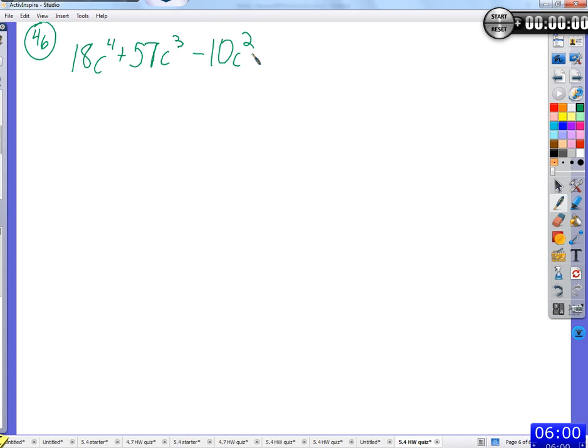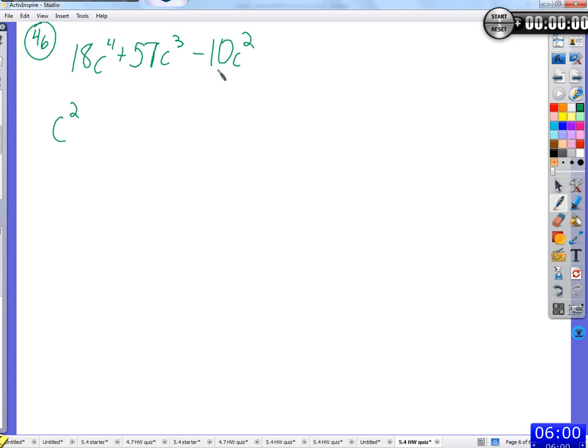Factor it as much as you possibly can. What's the number one thing we look for, if possible? Something that all three of these terms have in common. Does that exist? Are there factors that these have in common? c squared? Any number factors? The numbers have factors.